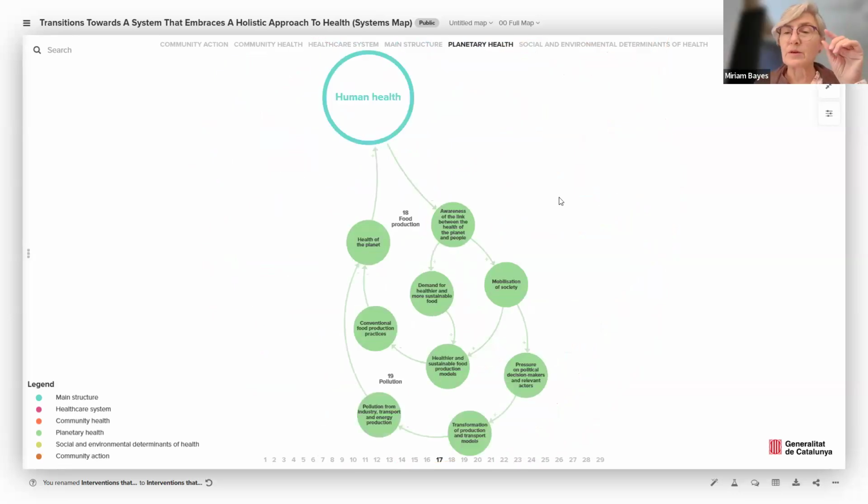Yes. Just one more question. What kind of healthcare professionals are you considering here? Only physicians and nurses, or also nutritionists, physiotherapists, everything? Yes, everything. Okay.